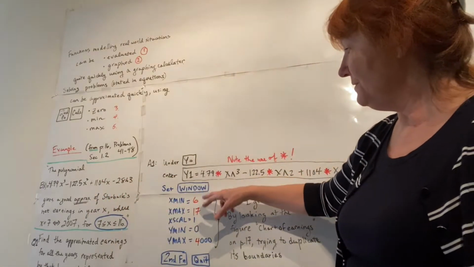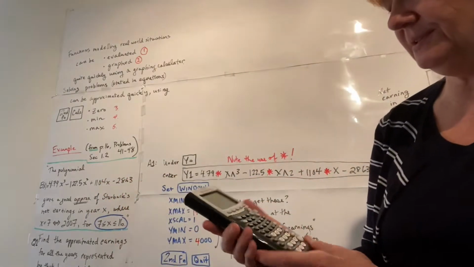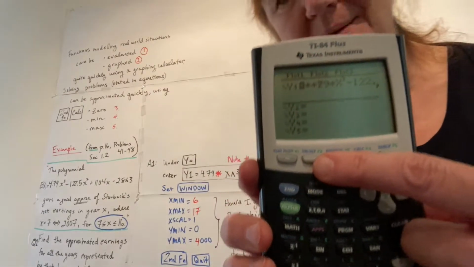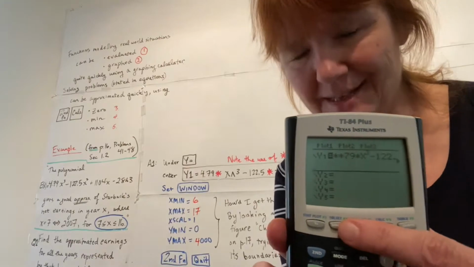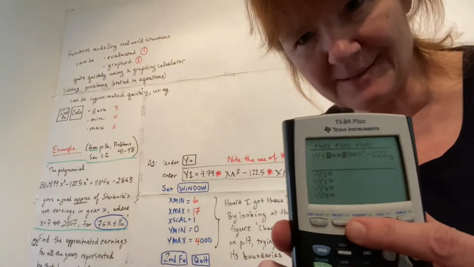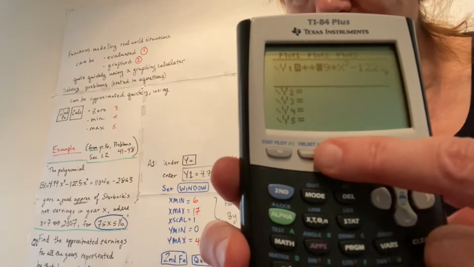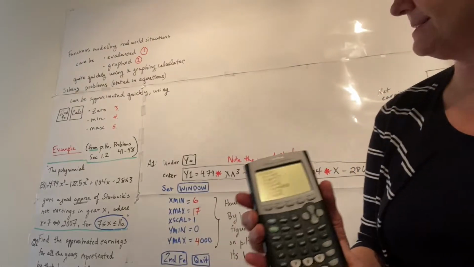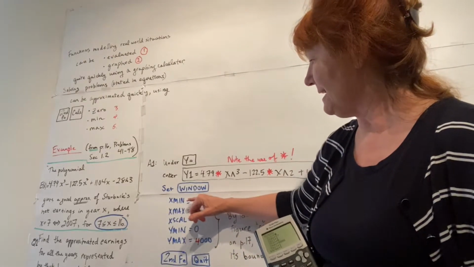So we need to set the window. Here's window. Now you don't always need to set window. Sometimes you can get away with zooming in, zooming out. Yes, that's true. But to see exactly what everybody else is seeing, you can be accurate and go to window. When you press window, it asks you, what do you want x min to be?